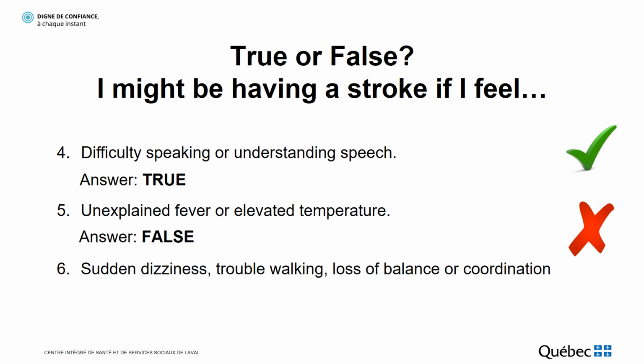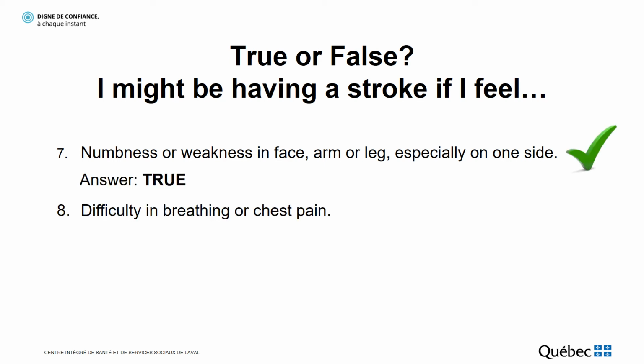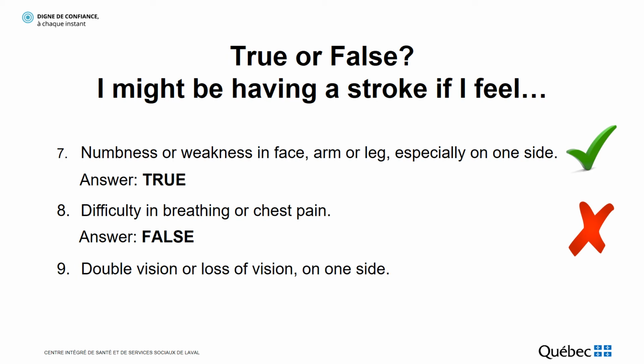A sudden dizziness, trouble walking, loss of balance or coordination, that is a sign of a stroke. If you feel numbness or weakness in your face, arm, or leg, especially on one side, that is a sign of a stroke. If you have difficulty breathing or have chest pain, that is not a sign of a stroke. That could be a heart attack. If you are experiencing double vision or loss of vision on one side, that is a sign of a stroke.